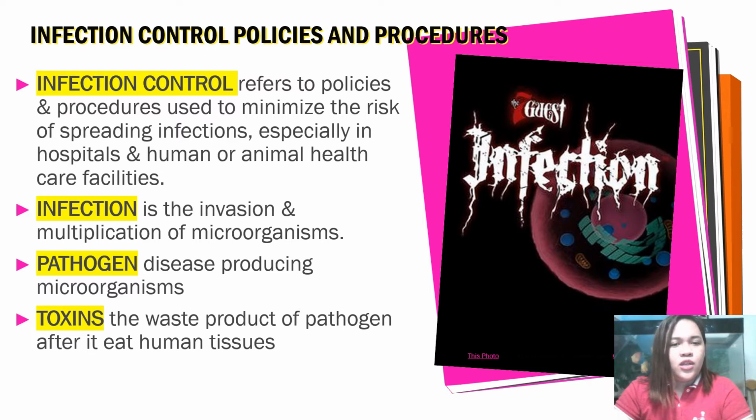Next term we have is toxins. What are toxins? A toxin is the waste product of a pathogen after it eats human tissues. You heard that right. The pathogen eats human tissues, and the waste product that comes out of it is called toxins. Toxins are released in your body. Besides invading your body, it releases its waste product in your body, complicating the situation.